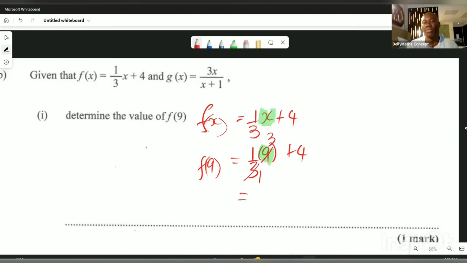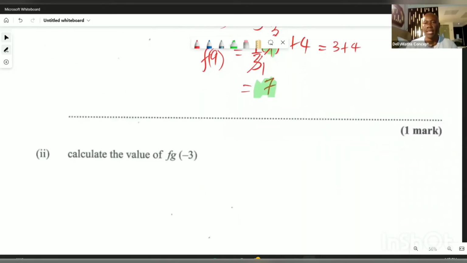So we're looking at 3 plus 4, and that is going to give us 7. So f of 9 is actually 7. Having had that f of 9 equals 7, let's see what else they have.